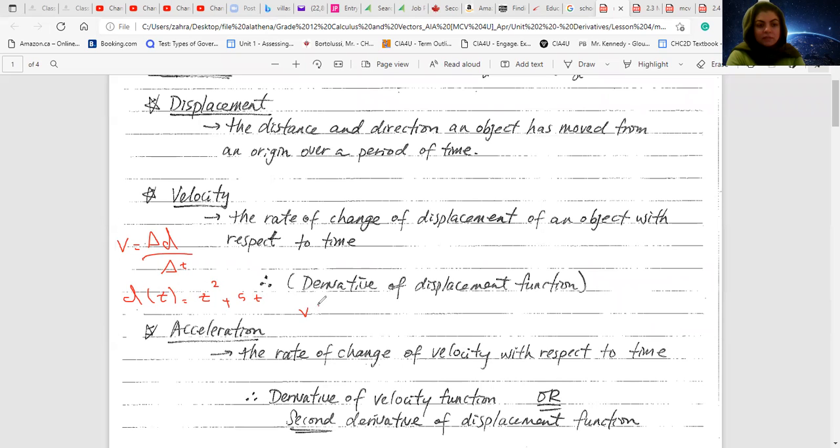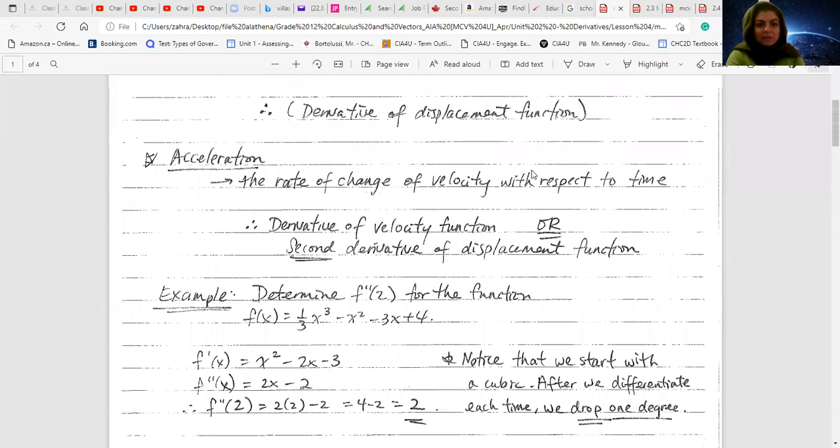So the velocity is: the derivative of the power t is the power in front, power minus 1, which is 2t. Here is a line, and the derivative of that is 5. This is your velocity function. Now acceleration. Acceleration is the rate of change of velocity with respect to time. Basically, the derivative of the velocity will give you acceleration.